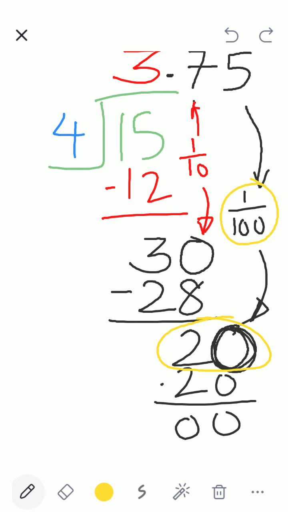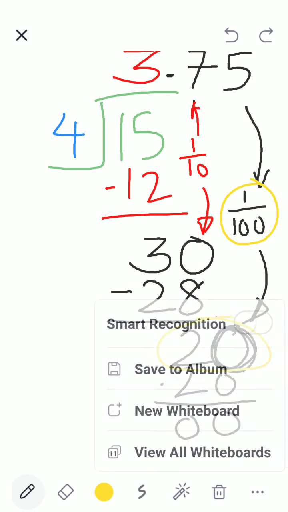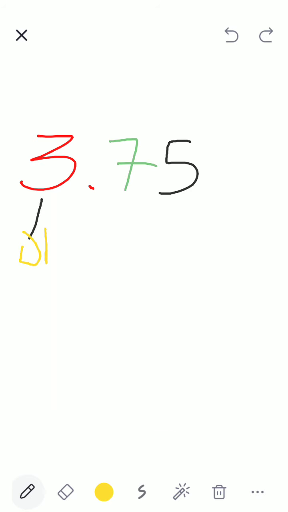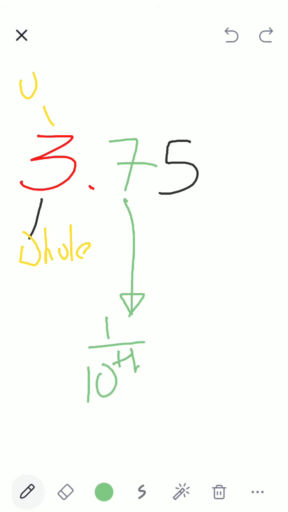So I got 3.75. That means 3 whole fruits they got, full fruits, which is the units place. Then 7 1/10 pieces they got, and then they further got 100th pieces.